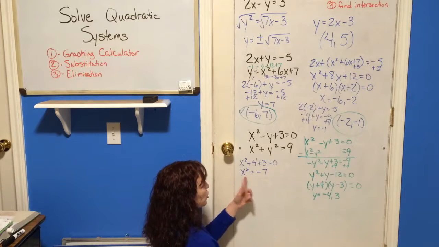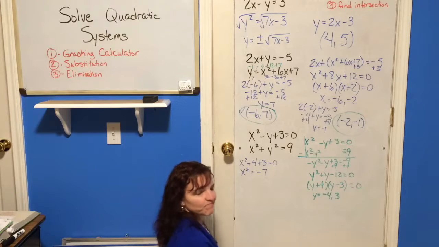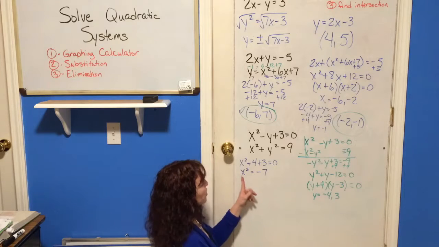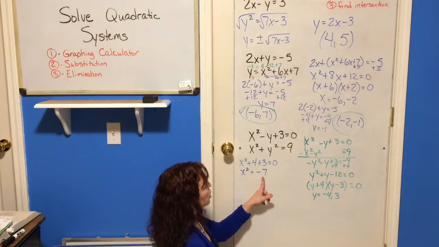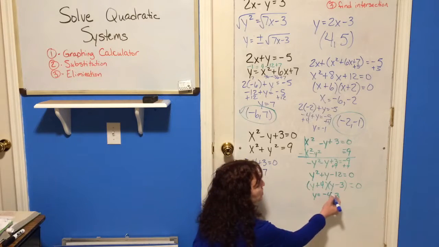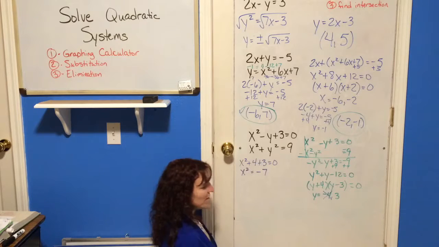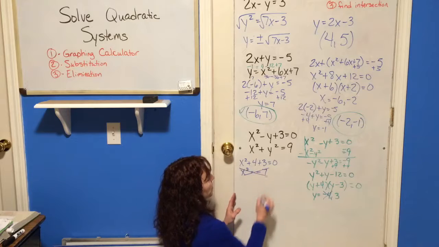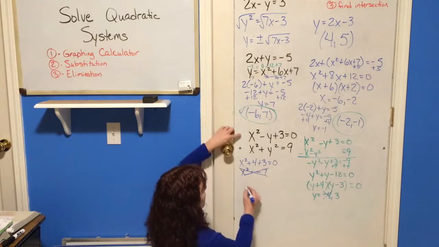If you square a term, can you ever get a negative number? There's no way. There's no way to square a term and get a negative number. So negative 4 is an extraneous solution, and that won't work. So that one's not going to work. So let's move on to the 3.